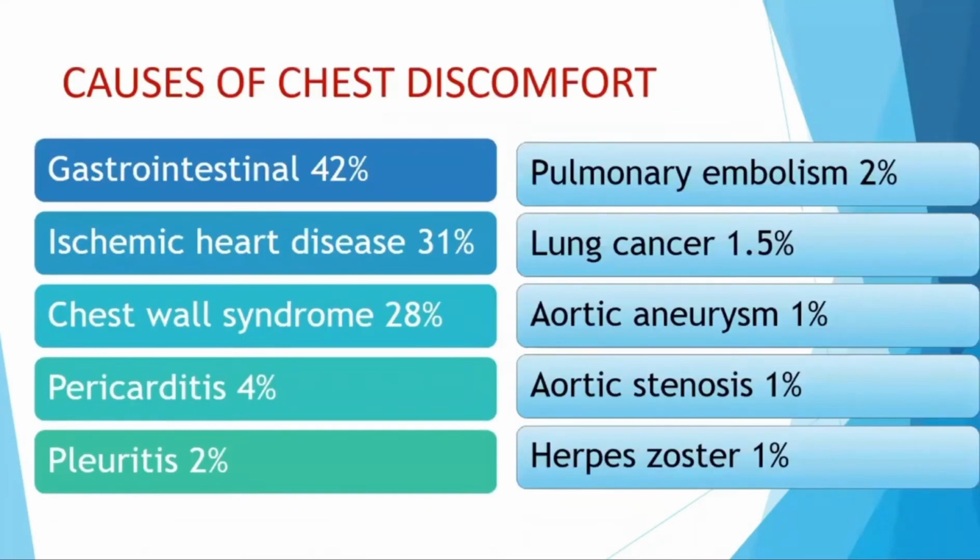The causes of chest discomfort according to their frequency: the most common causes are gastrointestinal, which is 42%, ischemic heart disease accounts for 31%, chest wall syndrome accounts for 28%, pericarditis 4%, pleuritis 22%, pulmonary embolism 2%, lung cancer 1.5%, aortic aneurysm 1%, aortic stenosis and herpes zoster 1%.